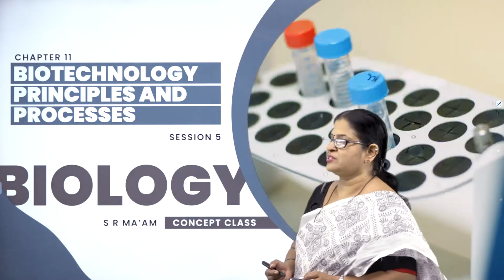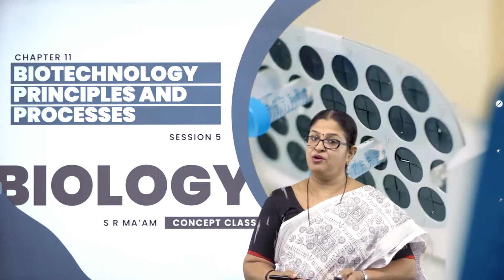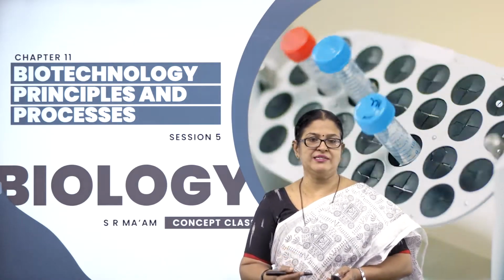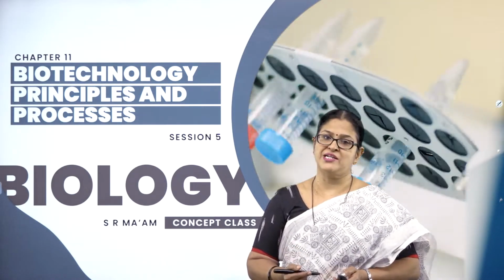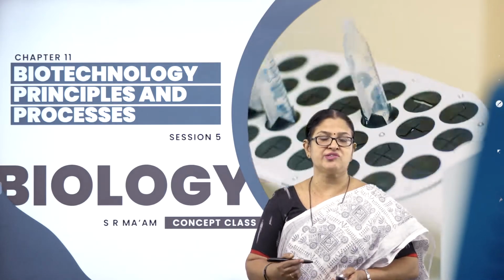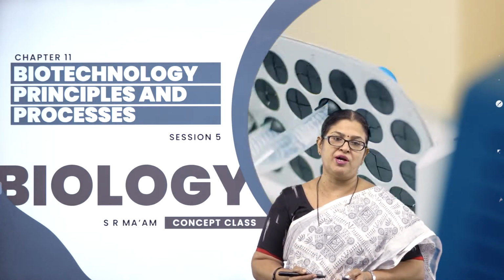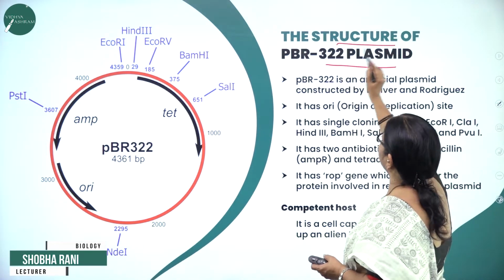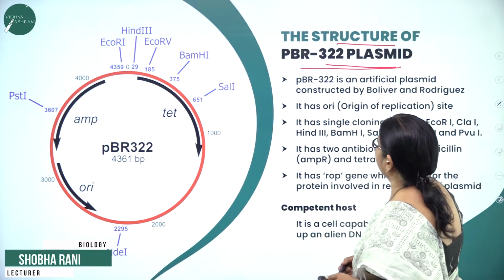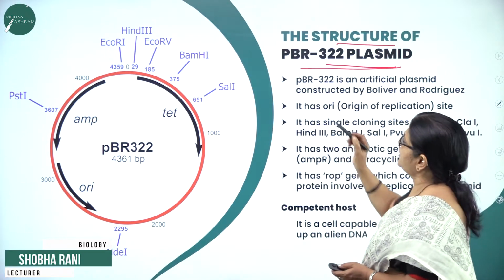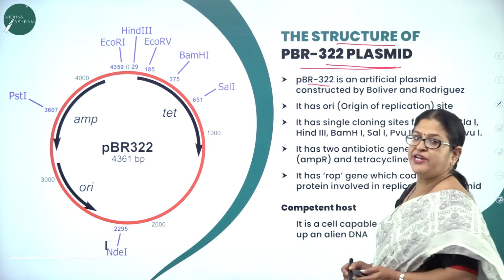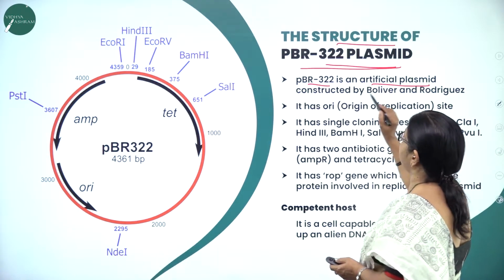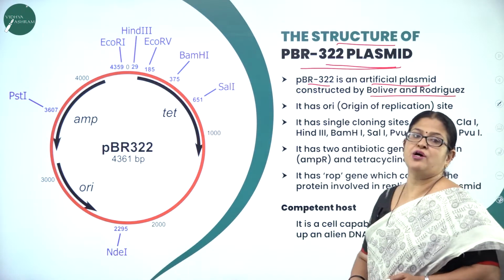Continuing the remaining concepts of this interesting chapter called Biotechnology, Principles and Processes, let us understand what is a plasmid, and we are going to study about the structure of one plasmid called PBR. So let us understand the structure of a PBR 322 plasmid. What does this PBR 322 represent? It is an artificial plasmid of Bolivar and Rodriguez.